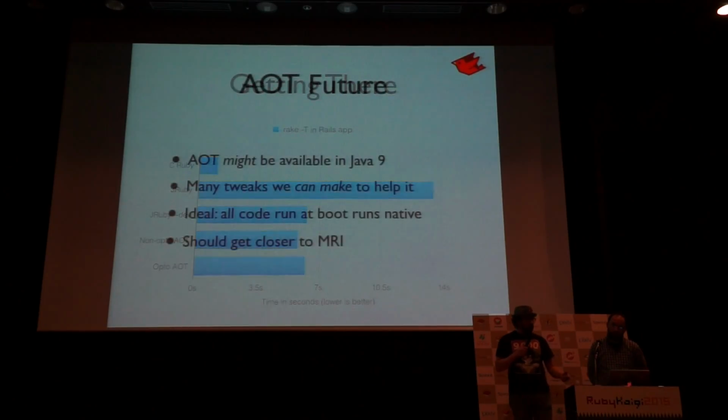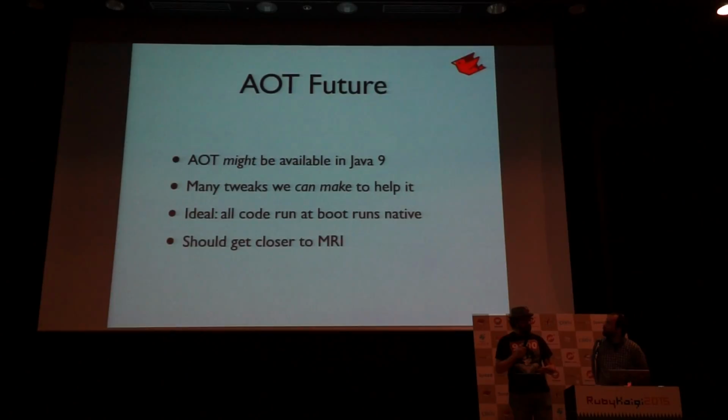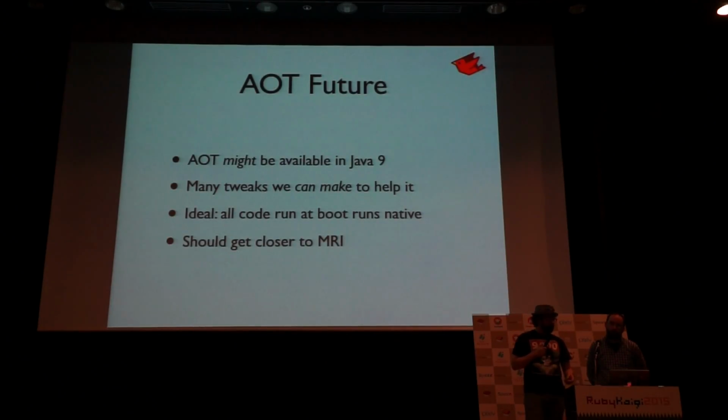So the future for this, ahead of time is partially done. It might be available in Java 9, but we are going to work with the Oracle folks. They're going to make sure we have access to it in whatever form once it's ready to be used. There's also many tweaks that we can do to JRuby itself, so this will optimize better. We've been going back and forth with the JVM guys. The ideal is that all code that runs in JRuby should be native when it starts up. So we won't have any of those major startup issues anymore, and we should be able to get closer to CRuby startup time.